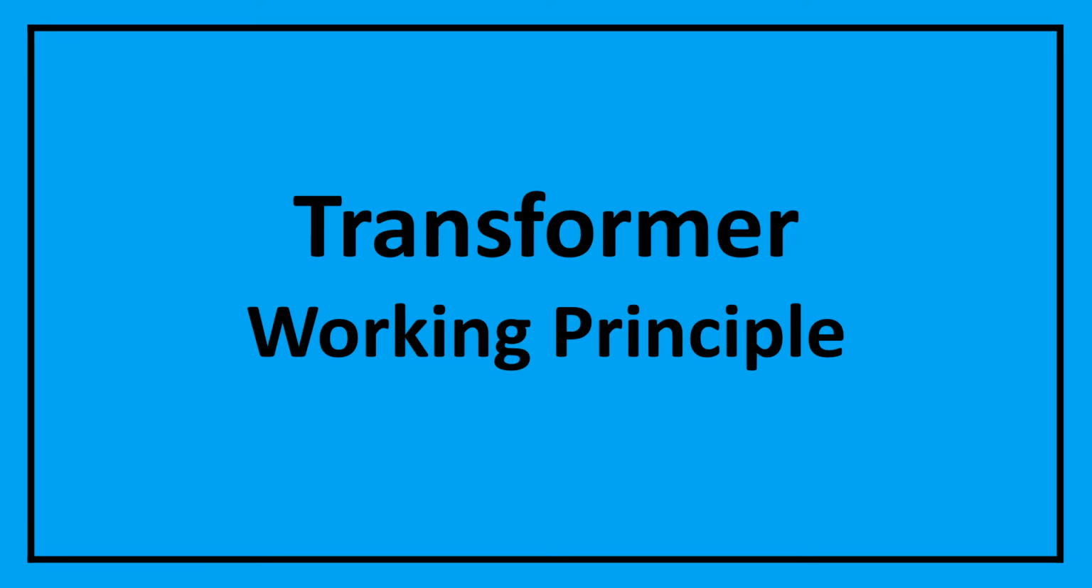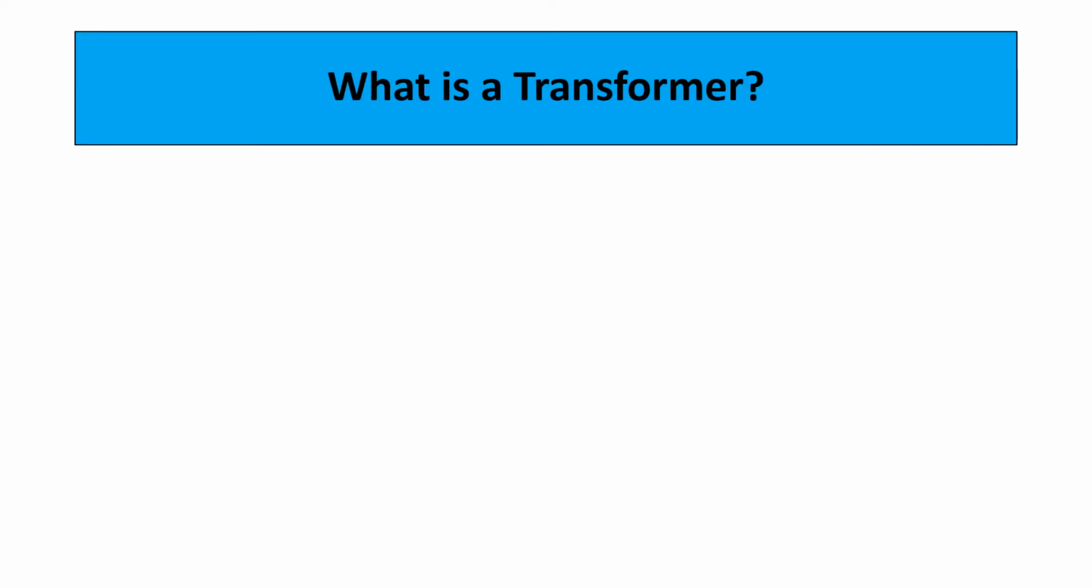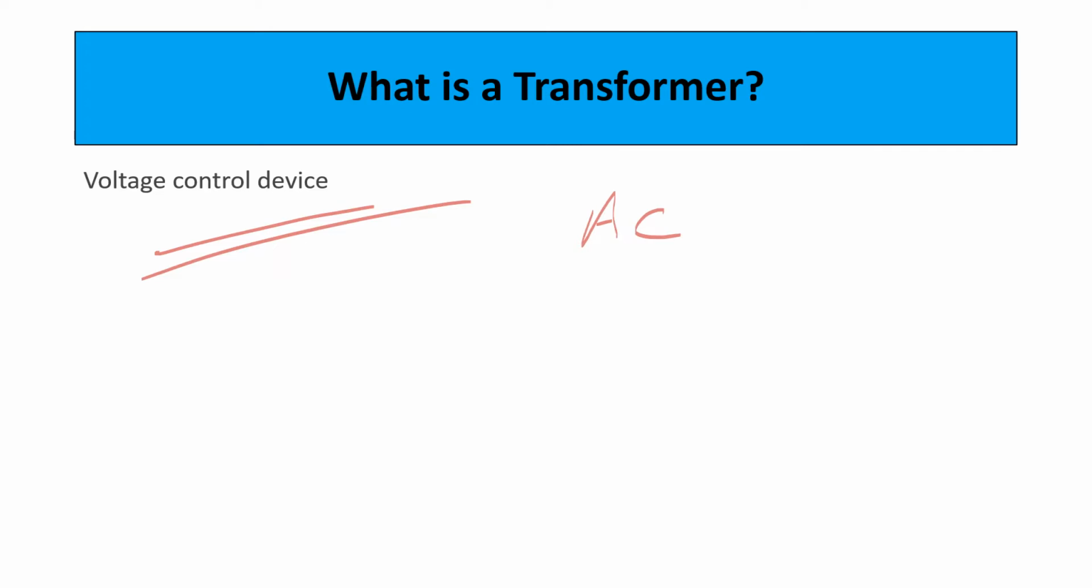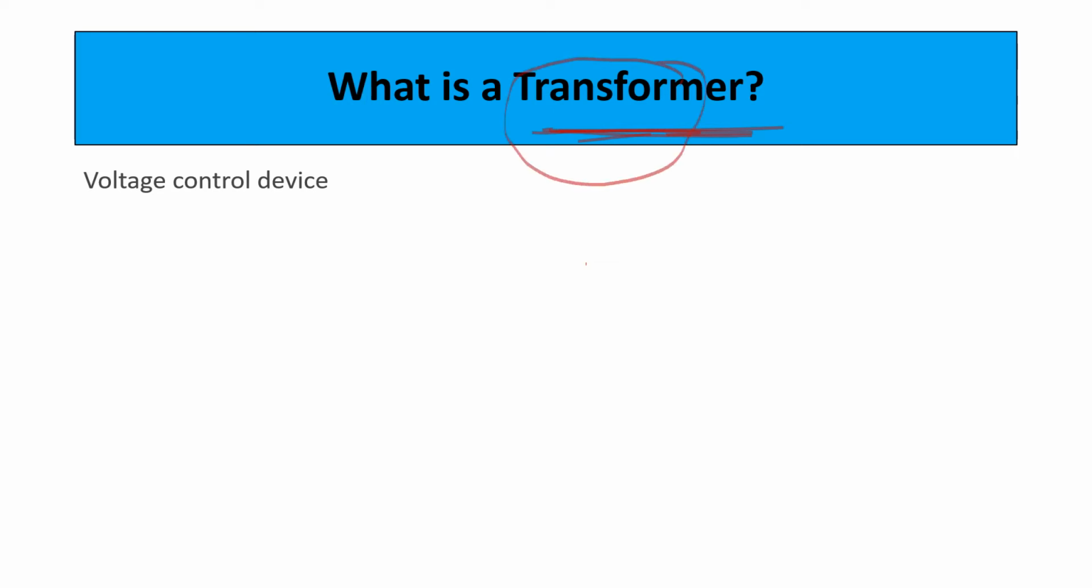Hi students, in this class we will learn about the working principle of a transformer. What is a transformer? A transformer is basically a voltage control device. This device is widely used in the distribution and transmission of alternating current power. Please note that this works with only AC voltages. AC means alternating current. A transformer, as the name implies, transforms voltages from one value to another value.